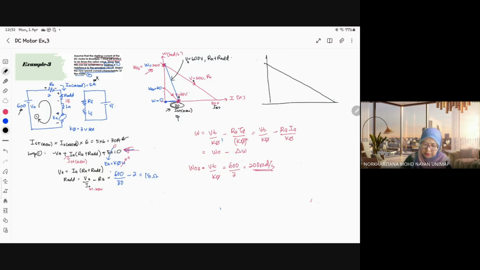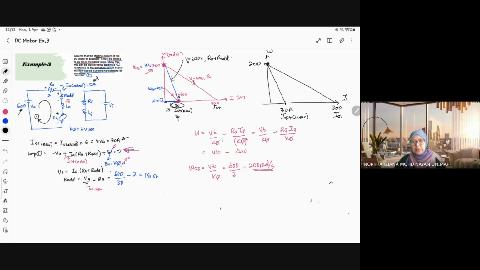This one, the original one, 200 is your speed, your current. This one is 300, your initial starting current. And then with 30 ampere, your IST new. Yet you are having the same no load speed.